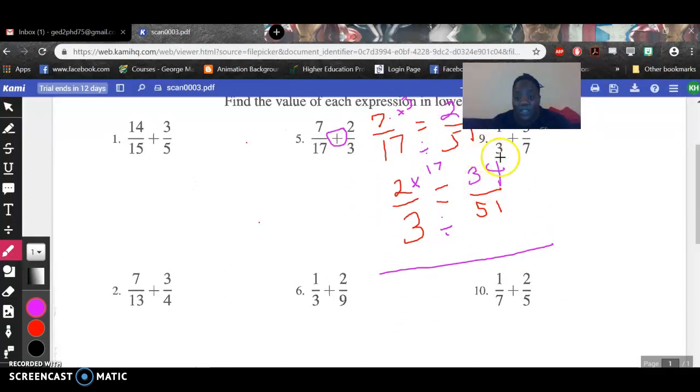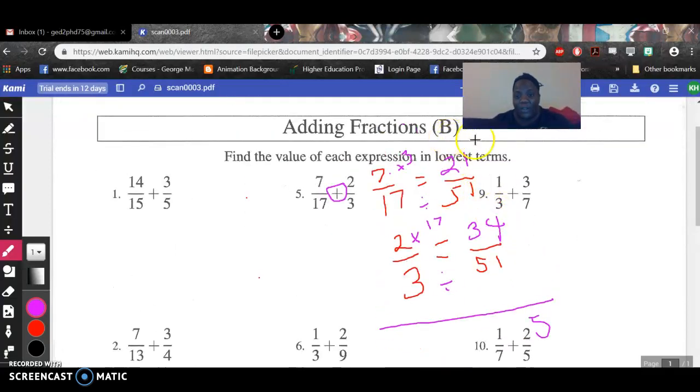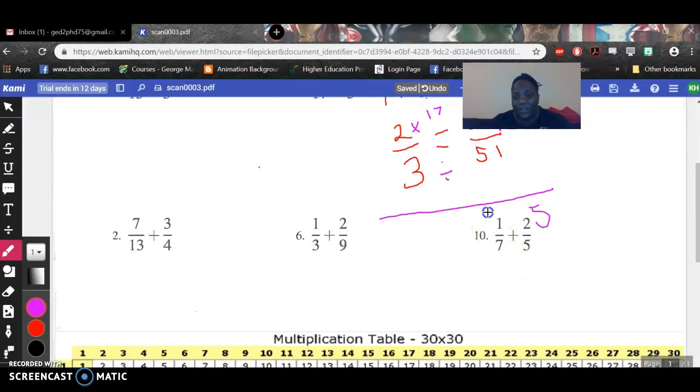So let's go ahead and finish up and add the top numbers. 21 plus 34 will give us 55, and the bottom number is 51. I hope you can see that clearly. But as you notice, it's top heavy, isn't it? So it's improper. So again, you have to divide.